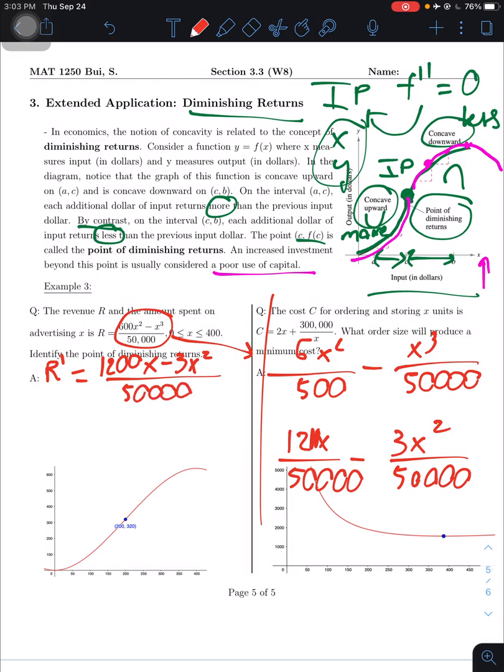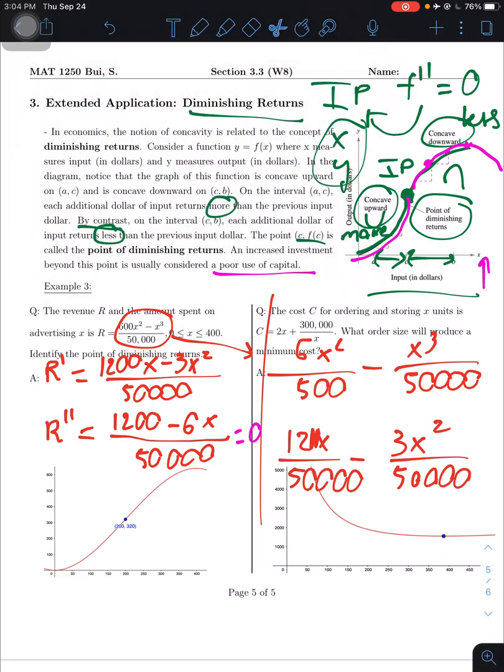Okay, and then what do we do next? Well, we have to find the second derivative of that. So we're going to do the same thing. We split them into the first fraction like this, and then also the second fraction like this. In short, if you do it correctly, you get 1200 minus 6x divided by 50,000. And next, we have to set it equal to 0.